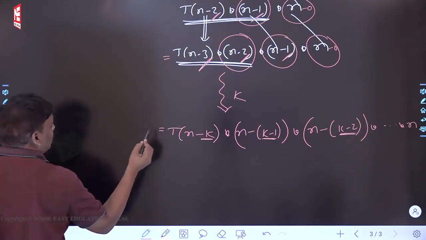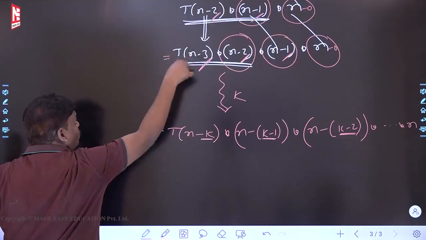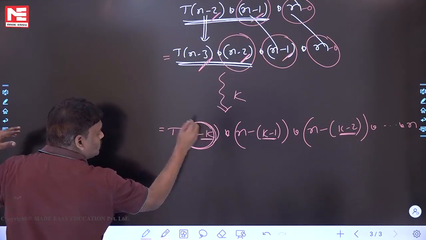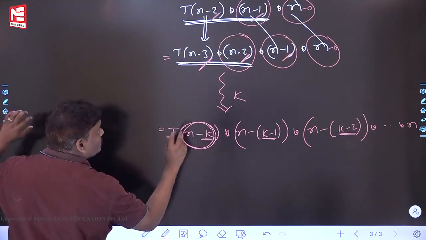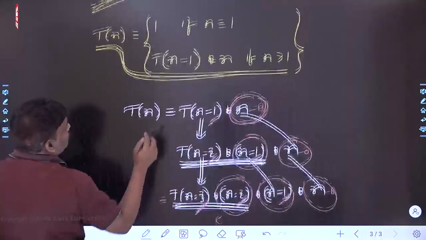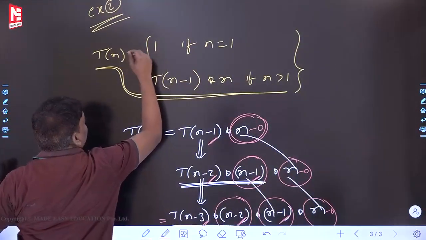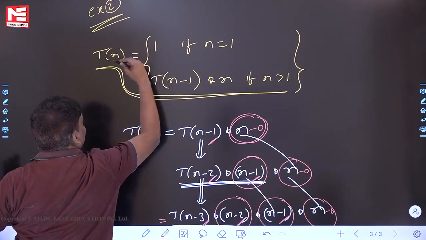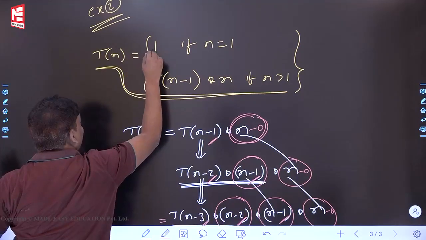Let me check this one. What is the meaning of substitution method? Substitute until the given function is removed. This total one, T(n-k), should be removed. Can you say what is the termination condition? T(n) equal to 1. T(n) equal to 1 means T is not there here, meaning removed. The answer is 1.